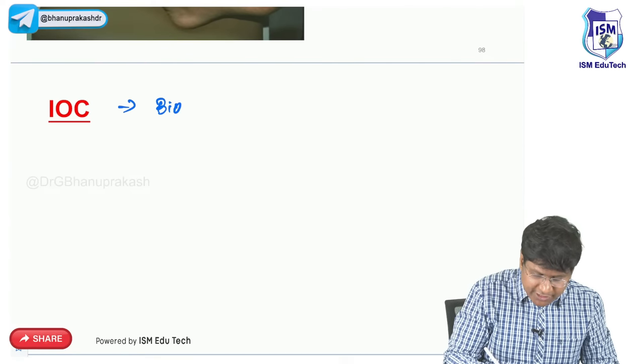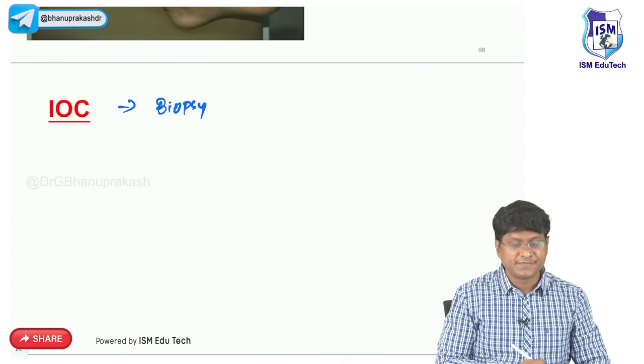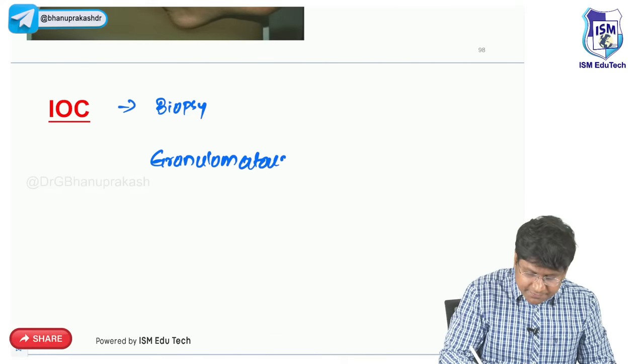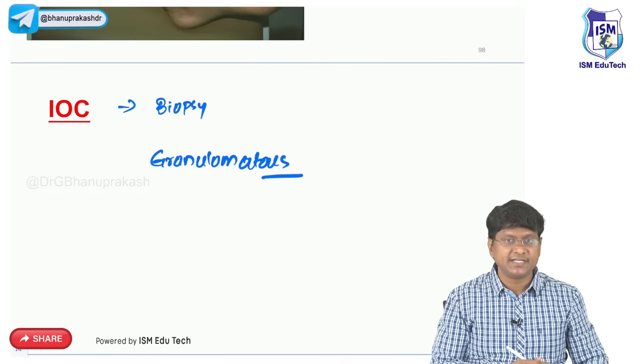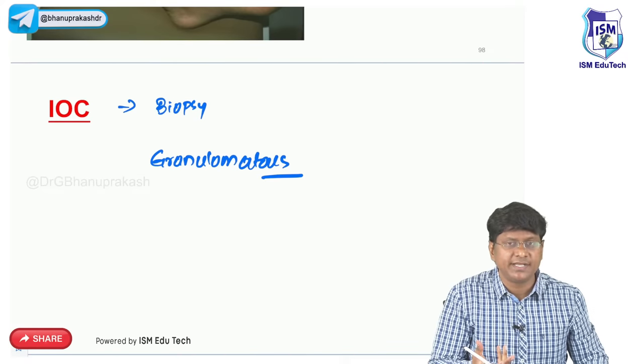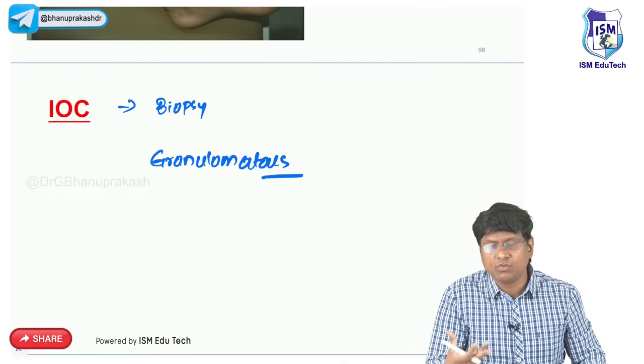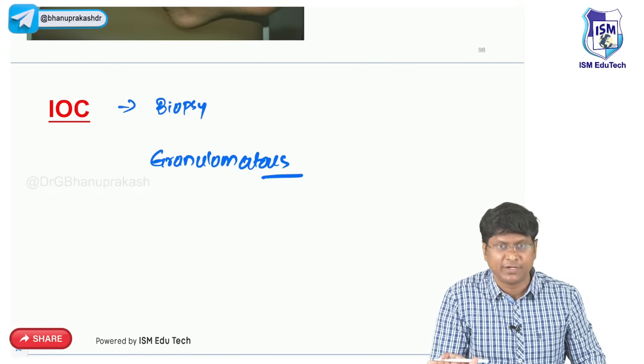The investigation of choice in these individuals will be biopsy. And what does the biopsy show? The presence of granulomatous inflammation. So what does the granuloma contain? The granuloma contains macrophages as well as giant cells. What are giant cells? They are nothing but fused macrophages.